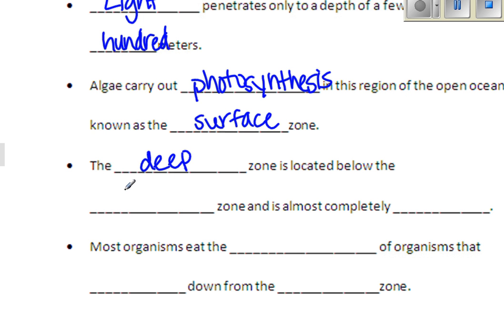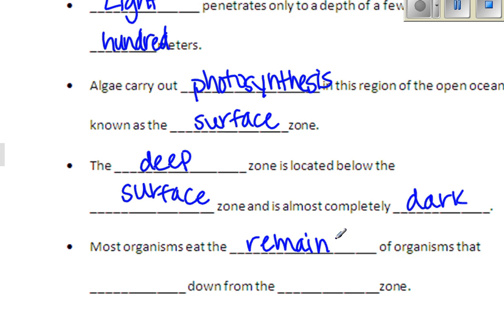But the deep zone is located below the surface zone. That makes a lot of sense. The deep zone is located below the surface zone and is almost completely dark. So most organisms are only able to eat the remains of other organisms that sink down from the surface zone. So any of those bottom dwellers who live at the very bottom of the ocean, the only thing that they're able to eat are just the remains of organisms that sink down from the surface zone. So that would make them what kind of animal?